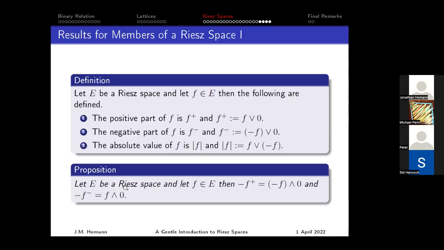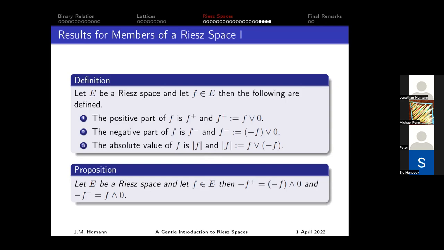So now we'll say if E is a Riesz space and f is in E, then the positive part of f is denoted f plus, and we define f plus to be the supremum of f and zero. The negative part of f is denoted f minus, and we define f minus to be the supremum of minus f and zero. And the absolute value of f is denoted absolute f, and absolute f is the supremum of f and minus f. So importantly, absolute f lives in the Riesz space. So this absolute value, it's not a norm. It's not a metric. It's nothing like that. It's not a mapping from the vector space to the real numbers. It is a mapping on the vector space.